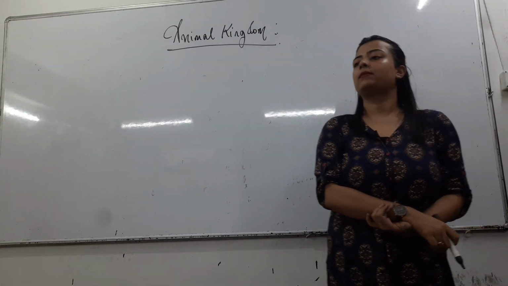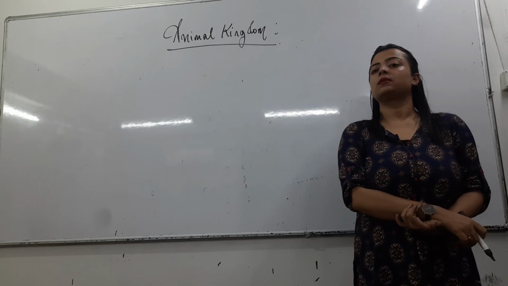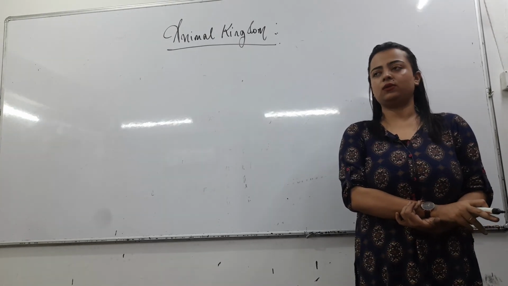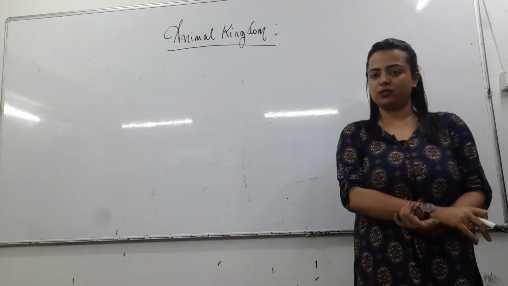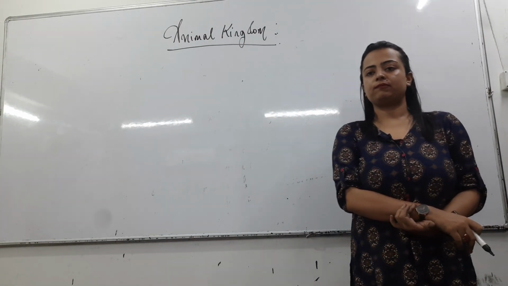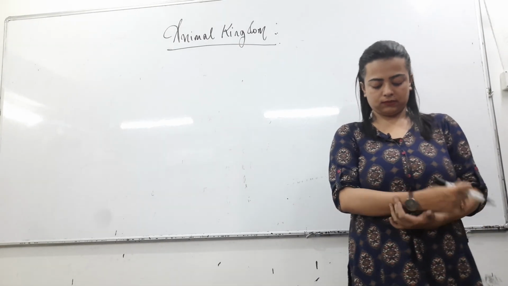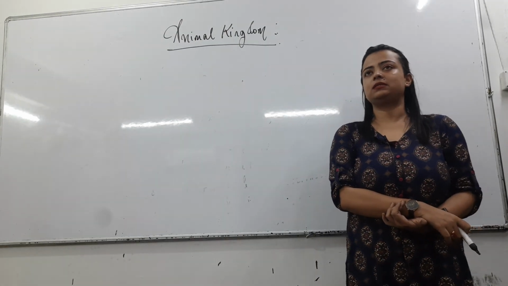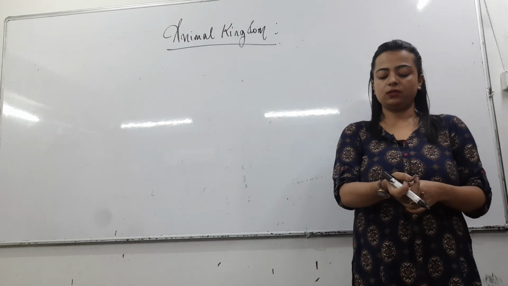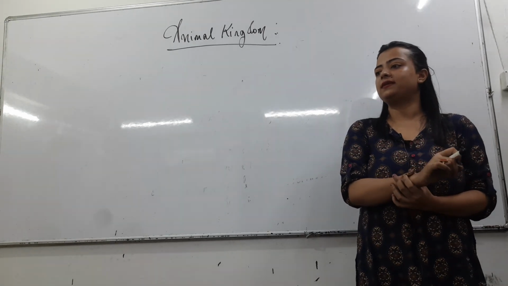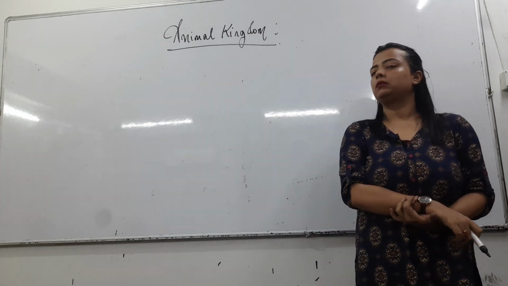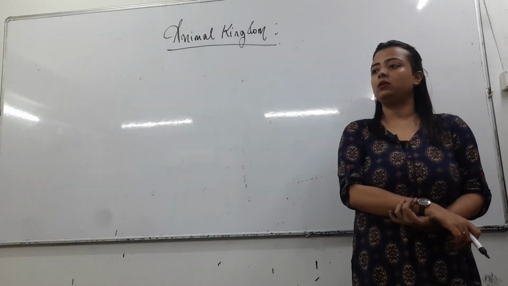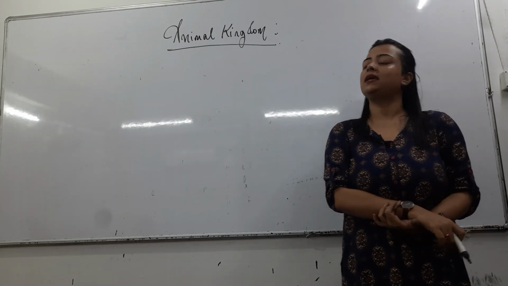Then locomotion is caused by setae, or parapodia, which are jointed appendages. Okay, then digestive system is complete. That means they have two openings. Tapsot, only she is telling. What about you guys? Development is direct or indirect. What do you mean by direct development? That means no larval stages. Indirect means they have larval stage.